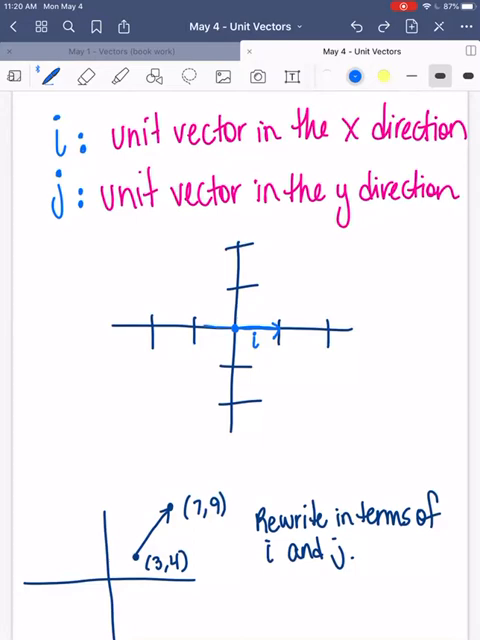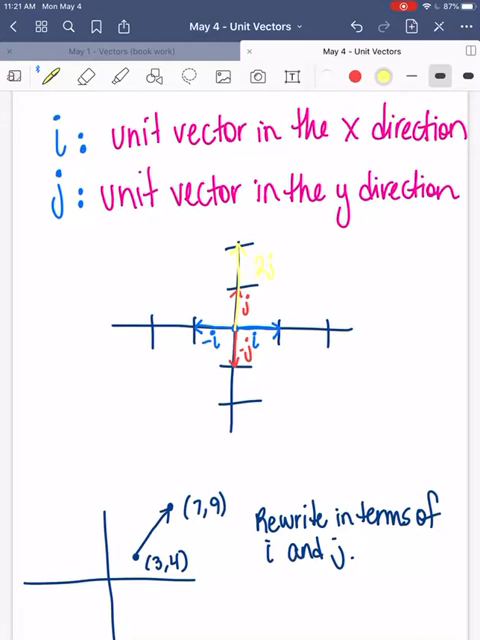Now, if I went like this, what would that be considered? Well, that would be considered negative I, right? Because it's still going in the X direction, it's just going the negative way. And then I can do J, it's the Y direction, so from here to here, that's J, and then from here to here would be negative J. Now, we could keep going. You could do something like this. So what would that be? Well, that would be 2J.